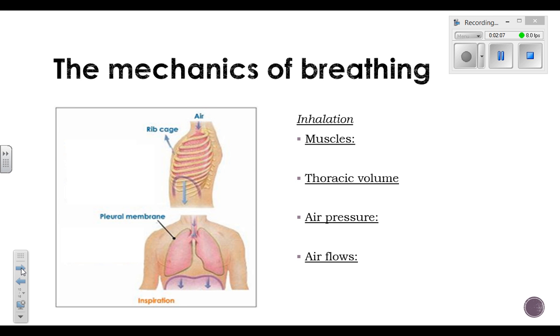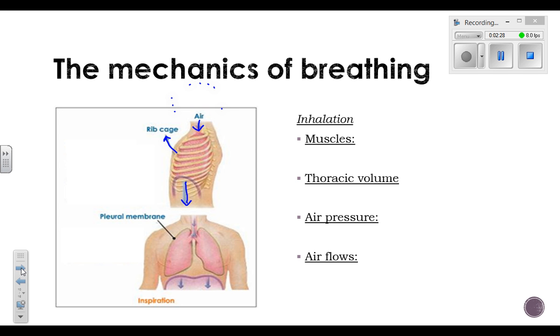So we'll start with inhalation. During inhalation, notice the direction of the arrows. The air is coming towards your lungs, so we would assume the person's head is up here. The rib cage is coming up and out, and this part is moving down.